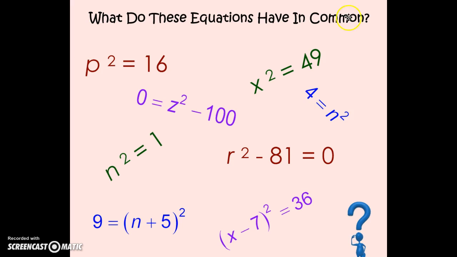I hope that you can notice that all of these equations have perfect squares somewhere involved in them. In order for this new strategy to work, you're going to have to be able to recognize your perfect squares. So recognizing that 16 is the perfect square of 4, 49 is the perfect square of 7, 100 is the perfect square of 10. Don't forget about 1 being a perfect square, 9 is a perfect square, 36, 81, 4. If you don't recognize them, then this strategy is not really going to work out for you.